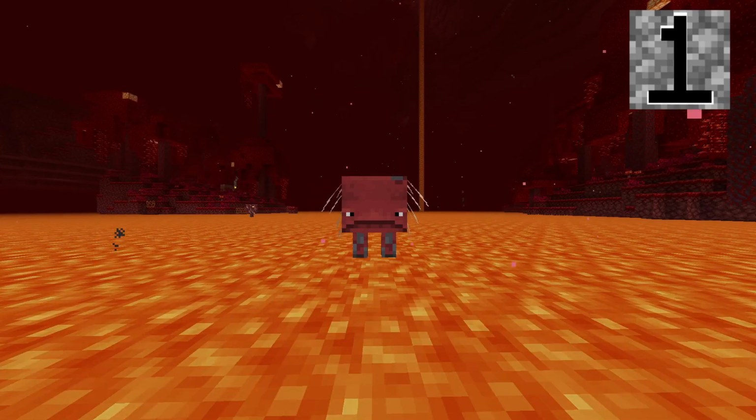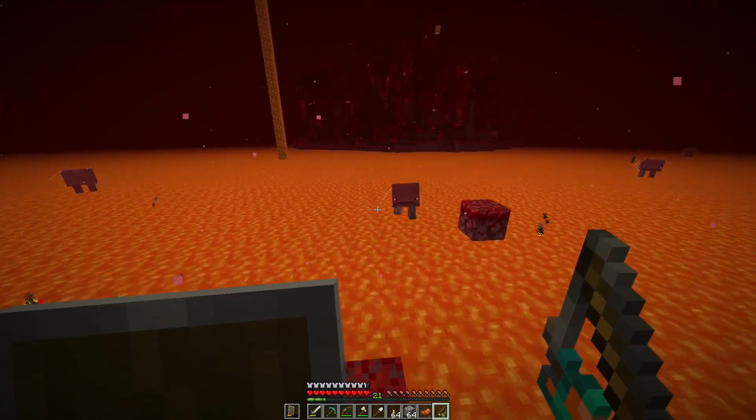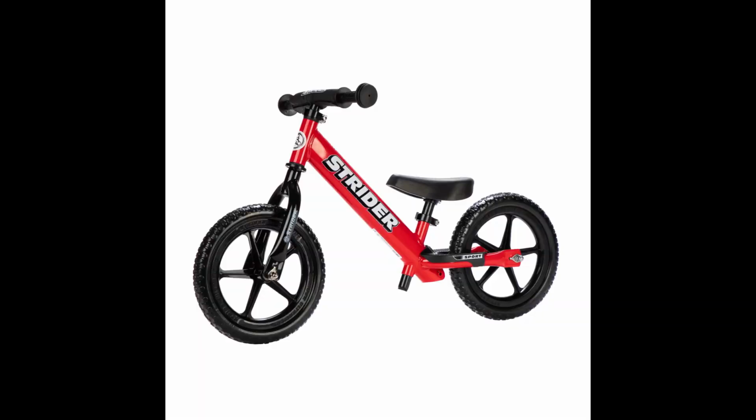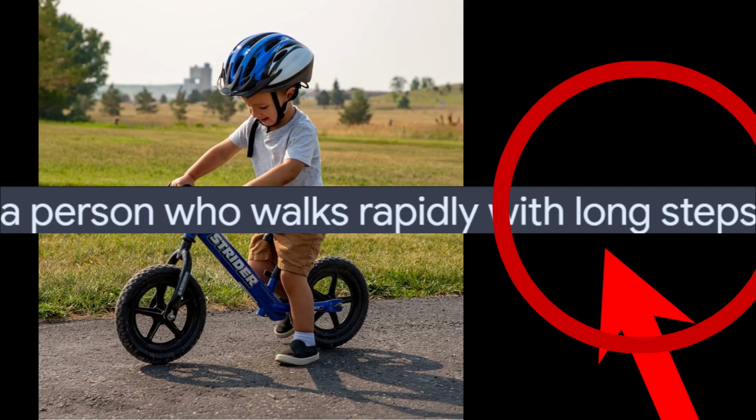Also having 1 point, walking in, is the Strider, meaning a person who walks rapidly with long steps. The roadblock the Strider faces is a bike for extremely young children. Now, I don't understand why a bike is named Strider, because bikes don't take any steps. They roll.